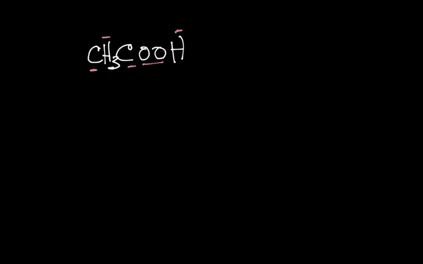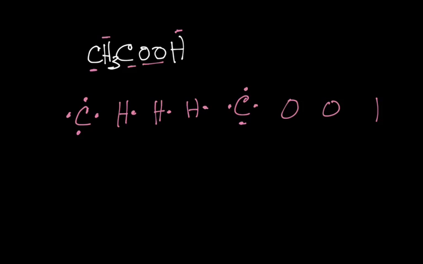So let's try this. Start by writing out all the atoms. We have C, and we've done this several times now, so we know it has 4 valence electrons. We have 3 H's, which each have 1 valence electron. We have another C, and 2 O's and an H. The oxygens have 6 valence electrons, so we have 1, 2, 3, 4, and then we pair electrons up, 5, 6. And same with this one.